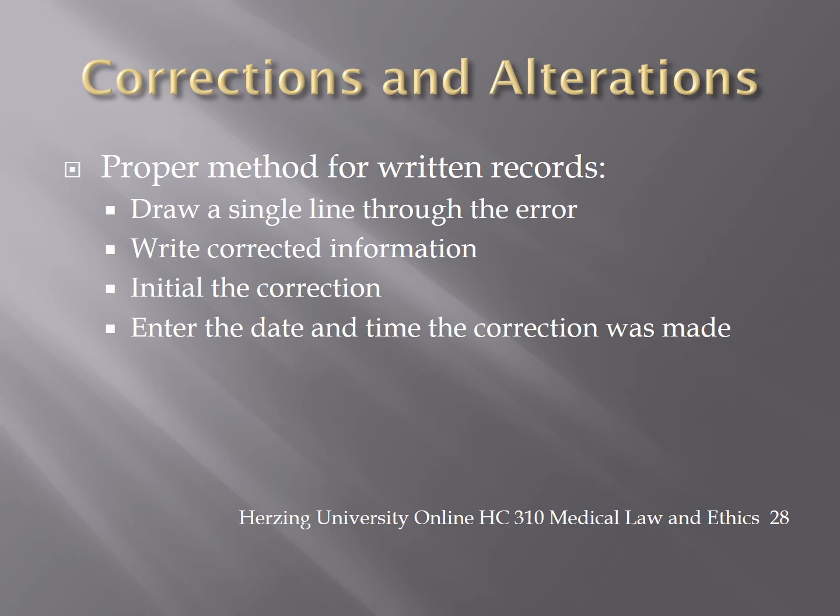Corrections and alterations. The proper method for correcting a written record is to draw a line through the error, write the corrected information, and initial the correction with your personal initials. The person correcting the error must also enter the date and time the correction was made. This is a legal requirement.